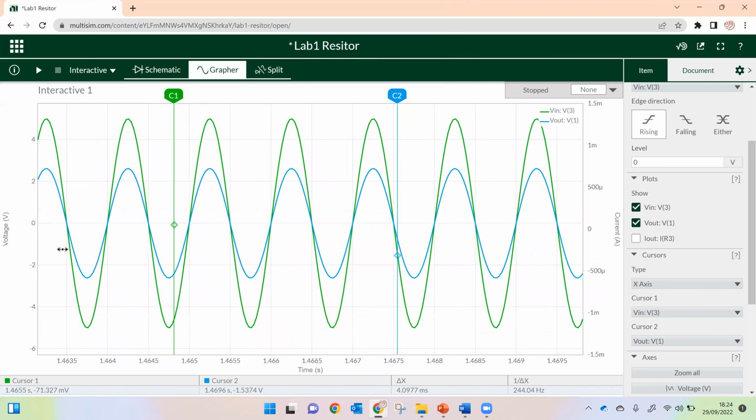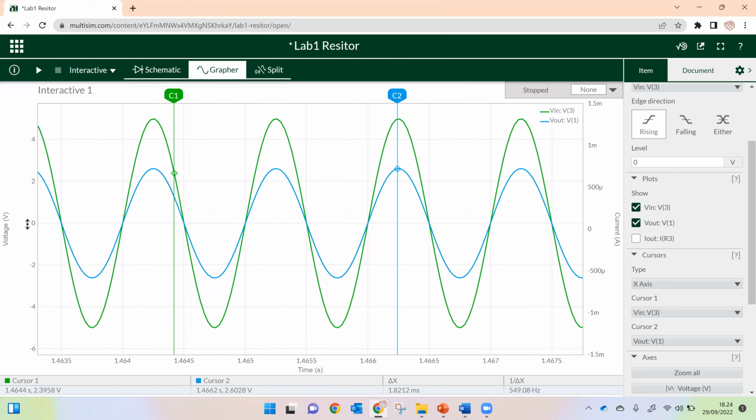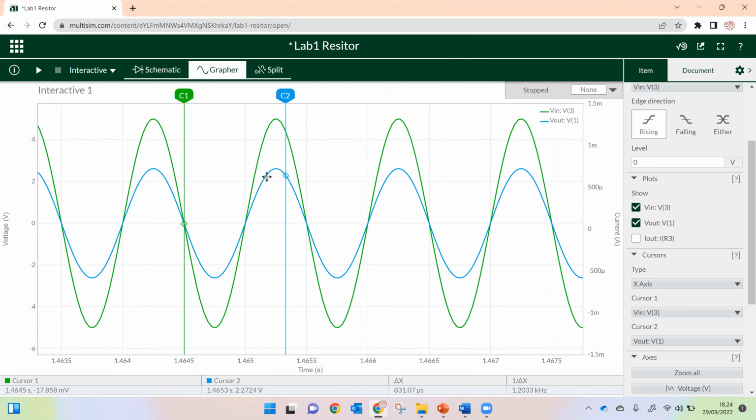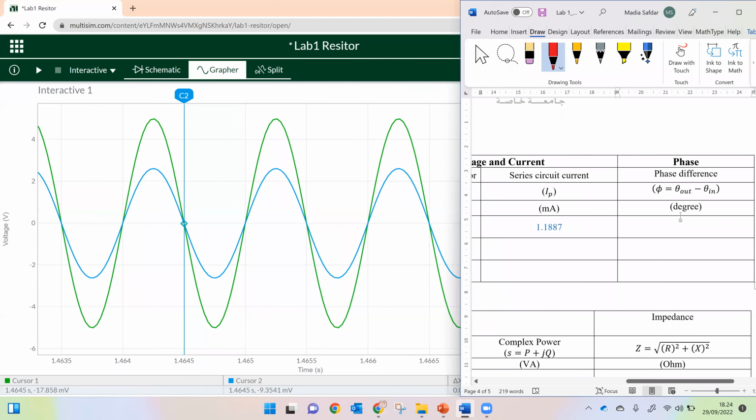You can zoom it by scrolling, and it will zoom. So look, this is 0. So you will place it at 0. Okay, first cursor at 0. Then you will bring another cursor also at the same 0 crossing. Okay, now look, this is 0. It means that the phase difference between input and output is 0.